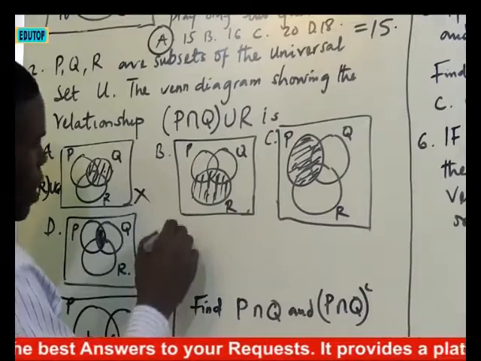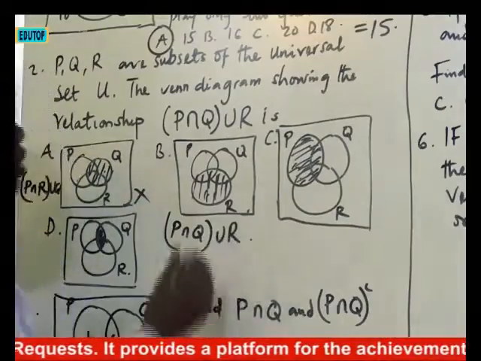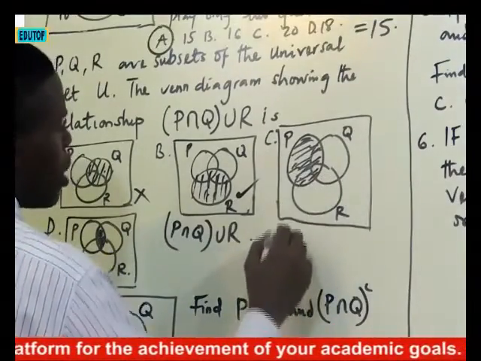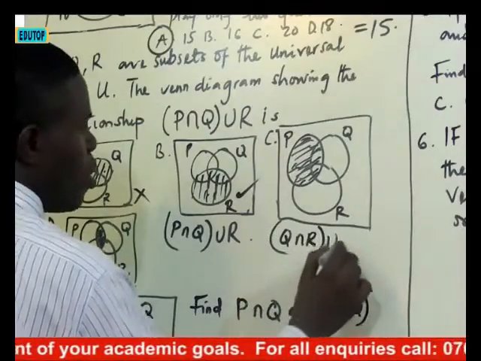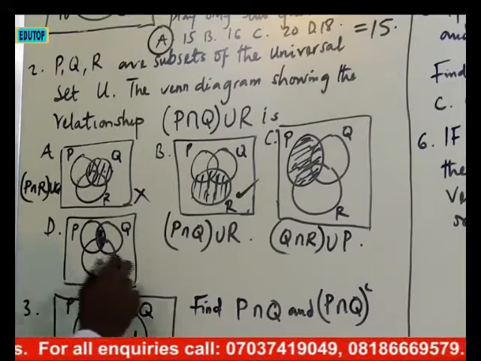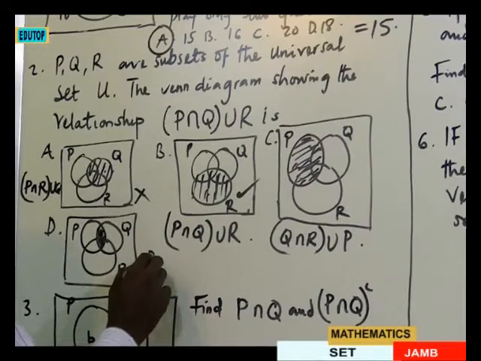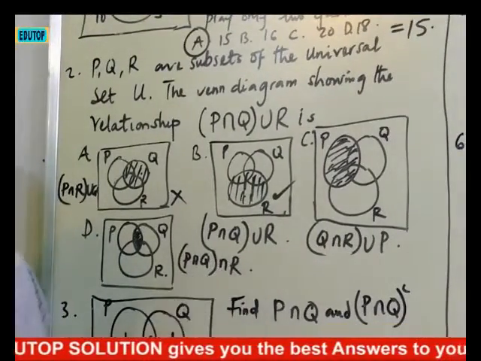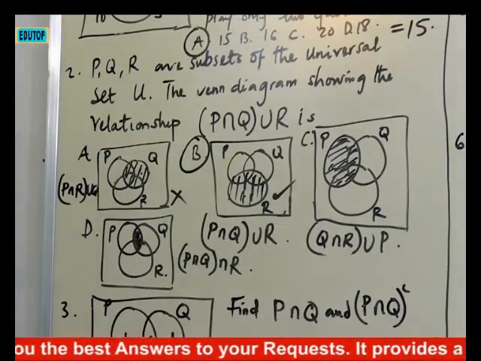The second one is saying P intersection Q union R. Is that okay? This one describes that, so this one will definitely be the answer. I just want to explain every other one. Then this one is Q intersection R union P. That's not what the question is asking. Then the last one is just saying P intersection Q, in the bracket, then you have intersection R. So the question is talking about P intersection Q union R, and so therefore B is the answer to this question.